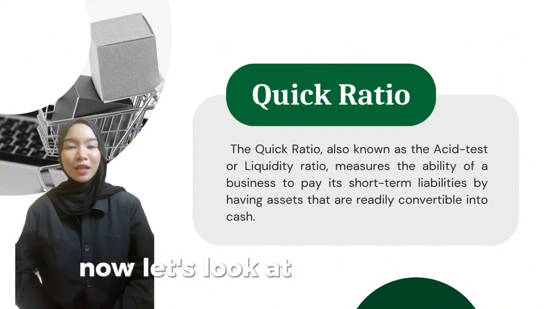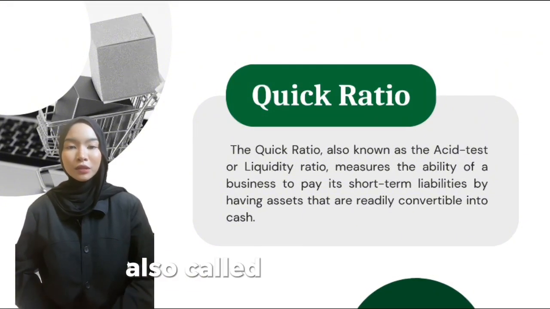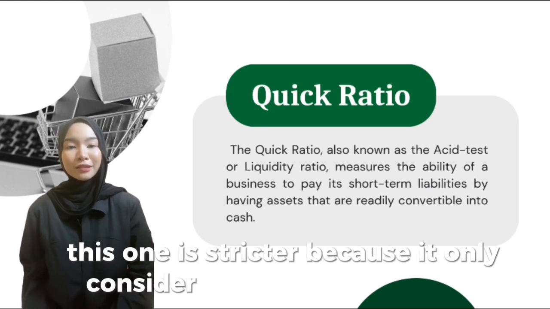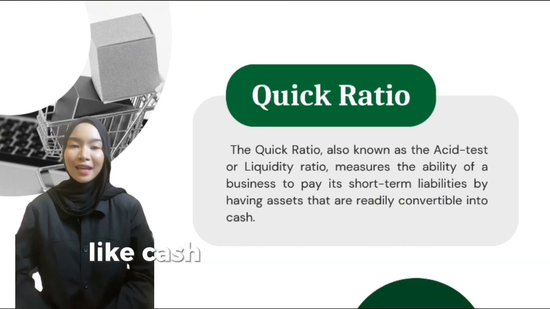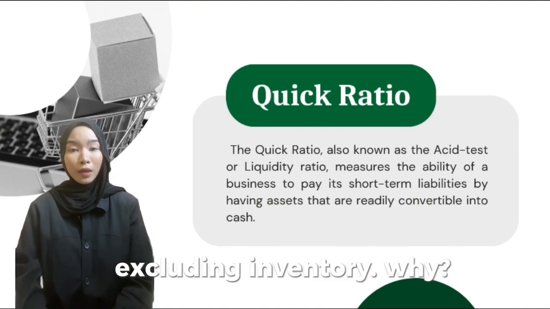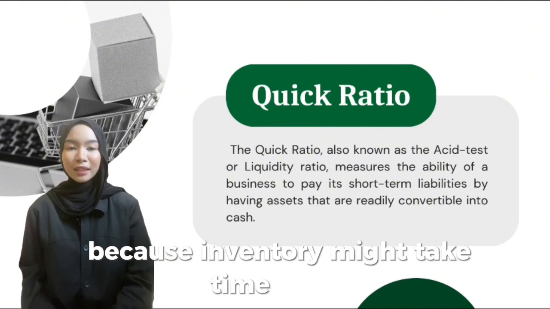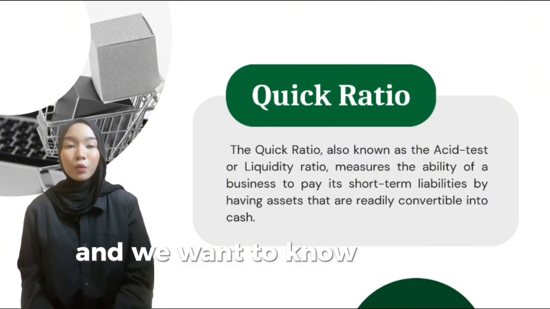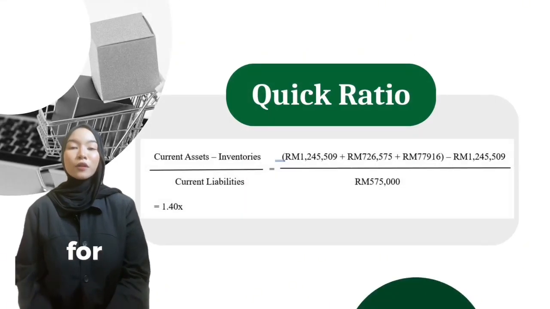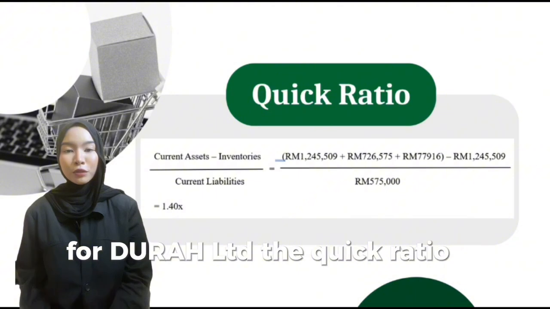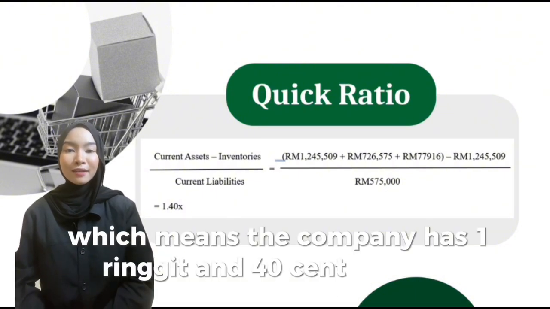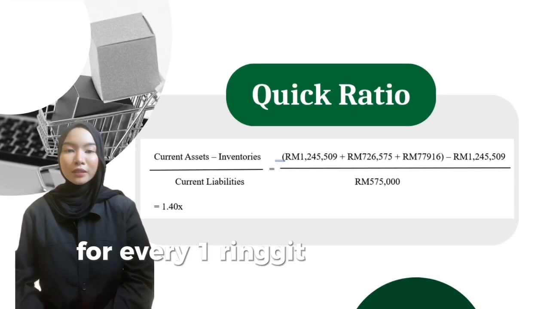Now, let's look at the quick ratio, also called the asset ratio. This one is trickier because it only considers the most liquid assets like cash, receivable, and short-term investment, excluding inventory. Why? Because inventory might take time to sell, and we want to know what can we turn into cash first. For Durrah Ltd, the quick ratio is 1.4 times, which means the company has 1 ringgit and 40 cents in quick assets for every 1 ringgit of short-term debt.